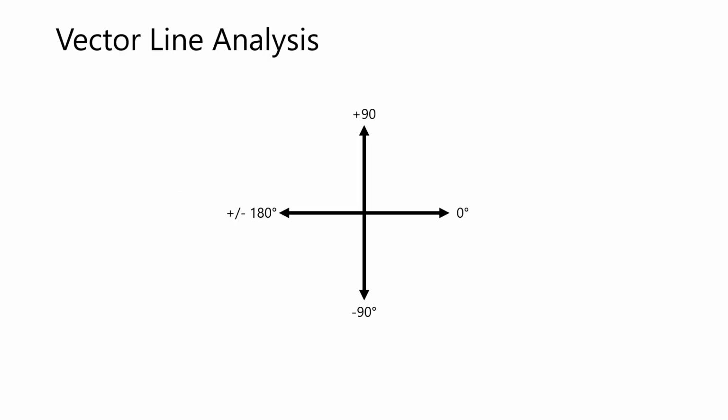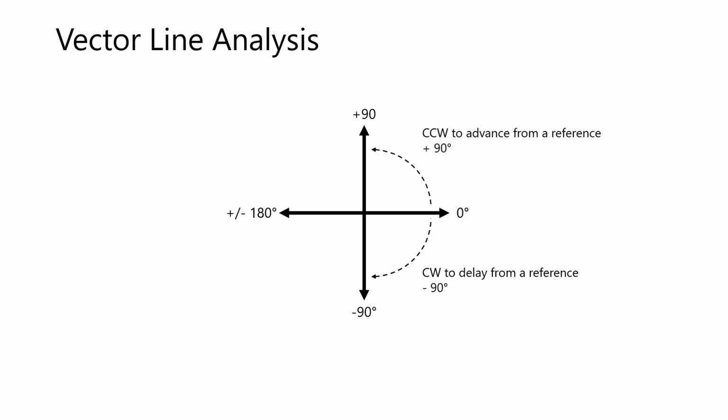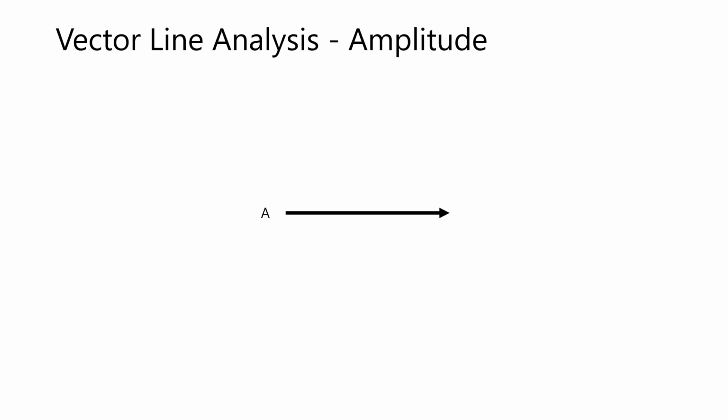All right, let's start with the polar coordinate diagram. Now, a vector represents two things: amplitude, shown by the length of the arrow, and phase, shown by the direction of the arrow. It can be seen here that when we delay a signal, it moves in a clockwise direction. And when we advance a signal, it moves in a counterclockwise direction. This concept is going to be important to remember as we're going to revisit it again and again through vector analysis.